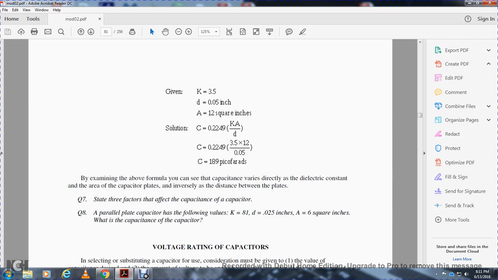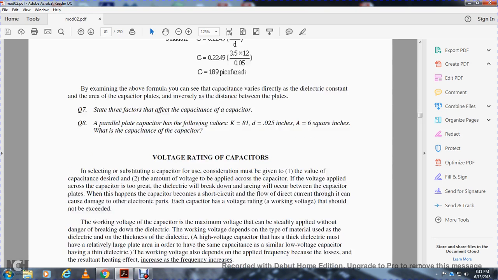As explained above, the capacitance varies directly with the dielectric constant, the area of the capacitor plate, and inversely with the distance between the plates. See the three factors affecting the capacitance of a parallel plate capacitor, with a K of 281, a distance of 25 thousandths of an inch, and an area of 6 square inches.